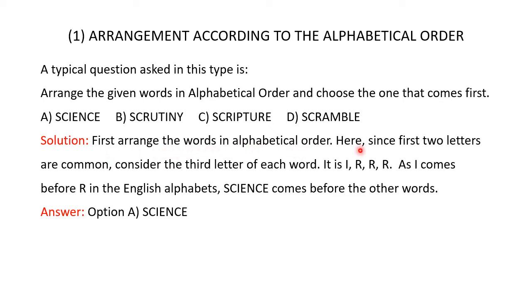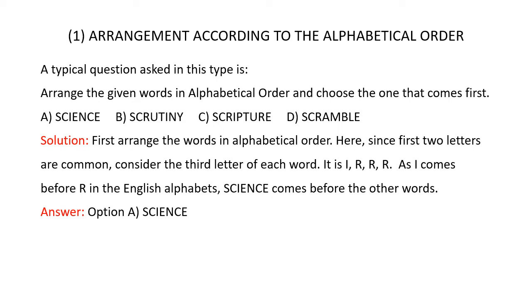Here, since the first 2 letters SC are common, consider the third letter of each word. Here it is I, R and R. As I comes before R in the English alphabet, science comes before the other words. So science is the word that comes first among the 4 given words. So the answer is option A, science.